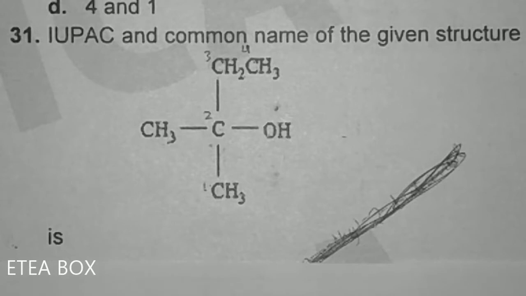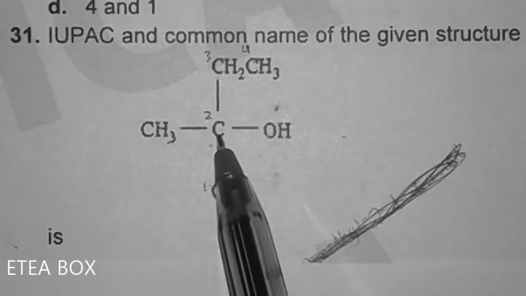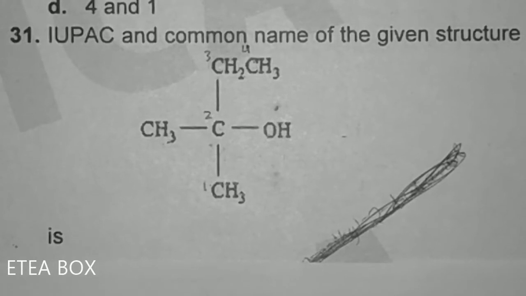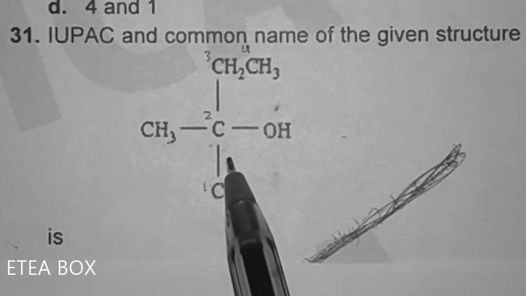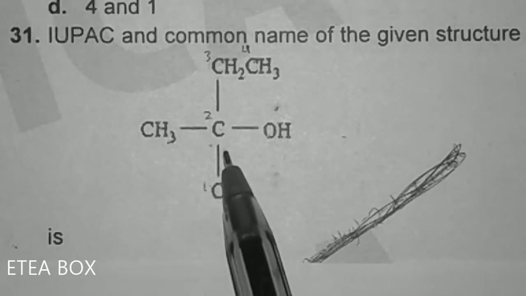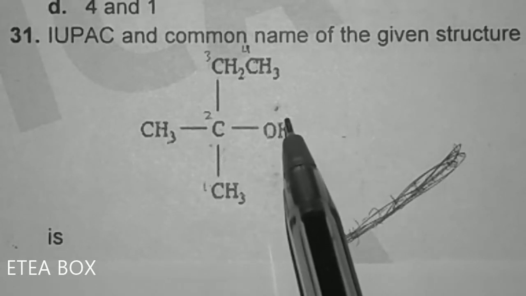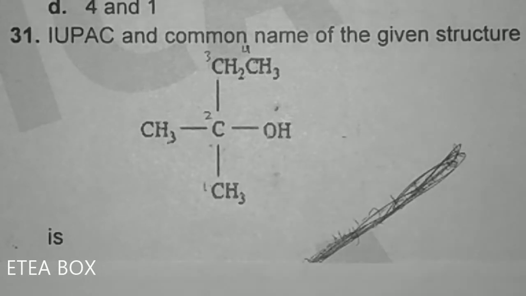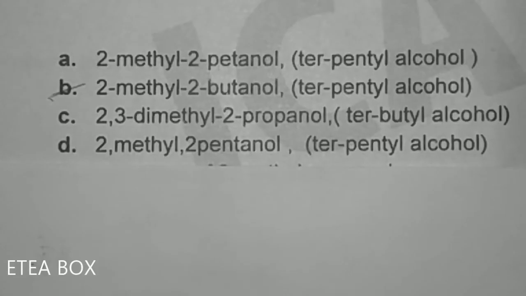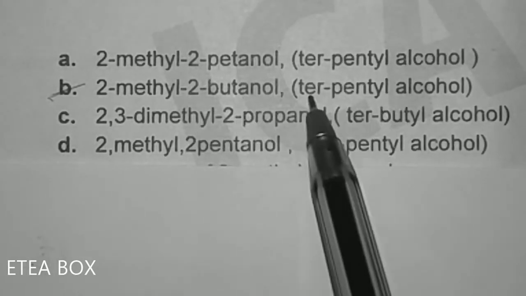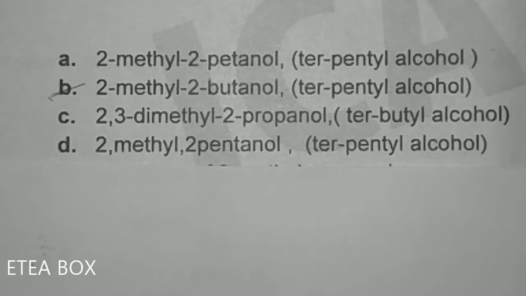And the common name for this structure is, look here, this one is the tertiary carbon. When the 3 hydrogen atoms of a carbon are replaced by 3 alkyl groups, this one is called a tertiary carbon. So you can also call it tertiary pentyl alcohol, OH group. So option B is correct here: 2-methyl-2-butanol and tertiary pentyl alcohol.